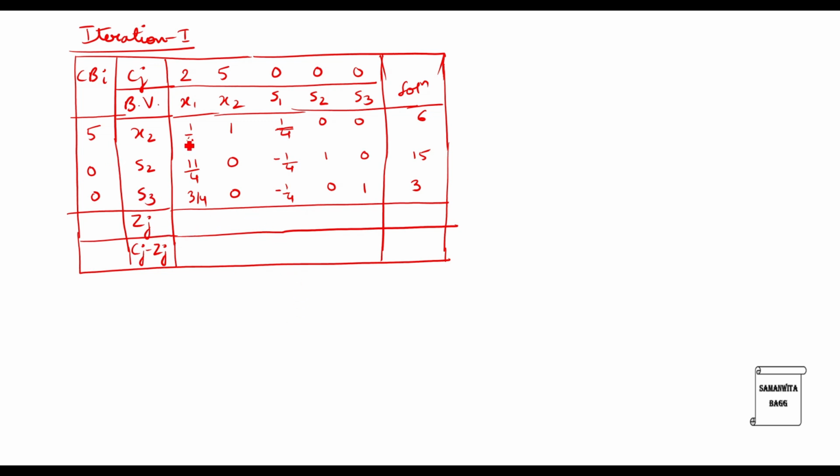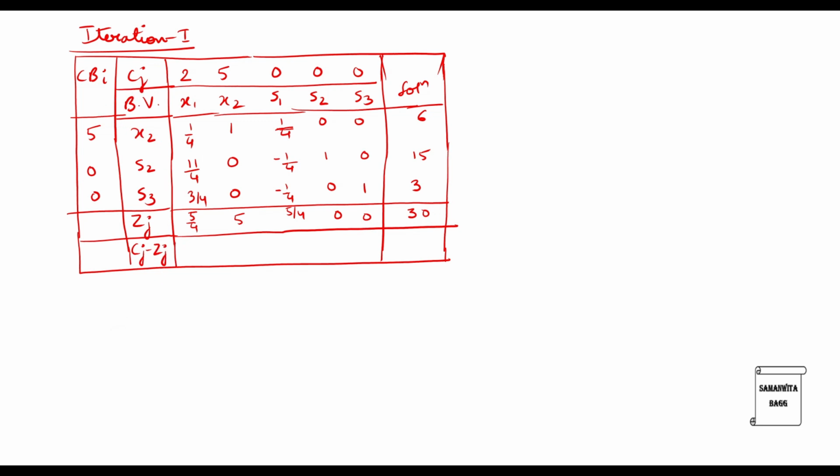Once you have calculated this table, you can calculate Zj. 5 into 1 by 4 plus 0 into 11 by 4 plus 0 into 3 by 4. So this becomes 5 by 4. First value is 5 by 4. This is 0, 0. And this is 5 times 6, which is 30.